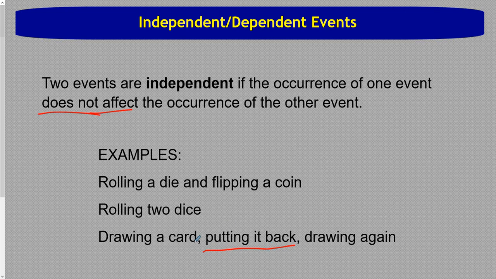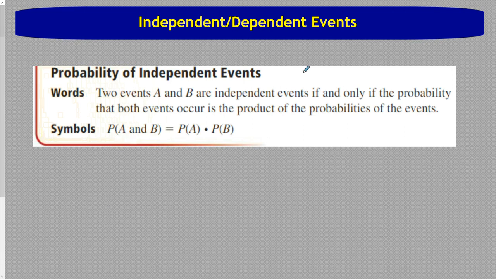So as long as we put it back, we call this replacement. The probability does not change. We'll see that here in a minute. Independent events have a probability that looks like this. The probability of A and B happening is just the product of the two events happening independently. Okay, so you just multiply the probabilities of the two events.